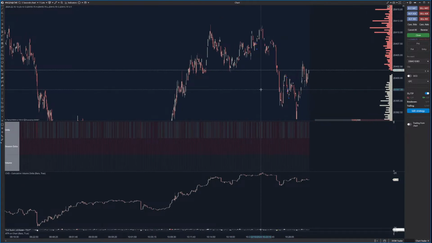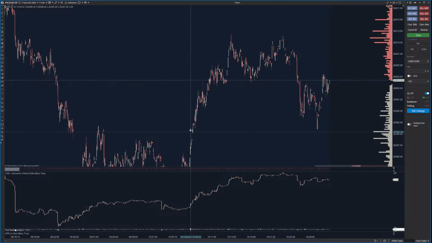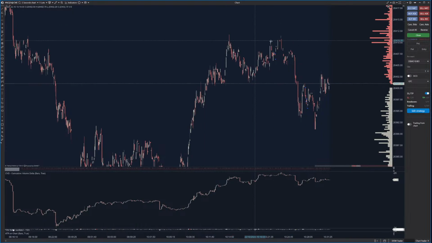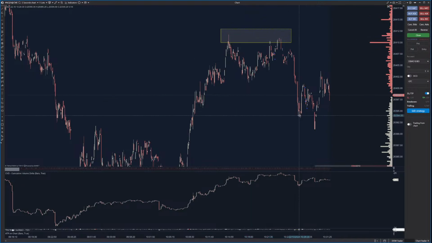What is absorption? Absorption is when, let's say we're in an uptrend, price reverses, it might come up again to the same area, but the buyers are not able to push price up higher than this level, right? Let me just put it in. So basically that means there was something going on in this area that made price reverse back down.